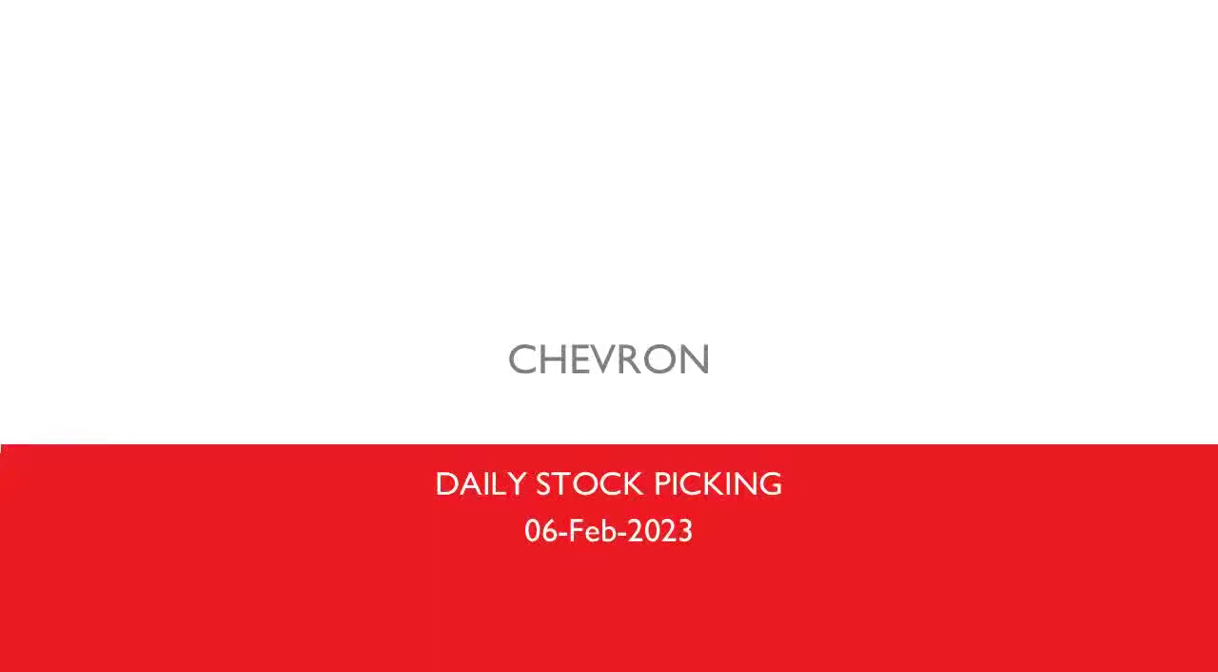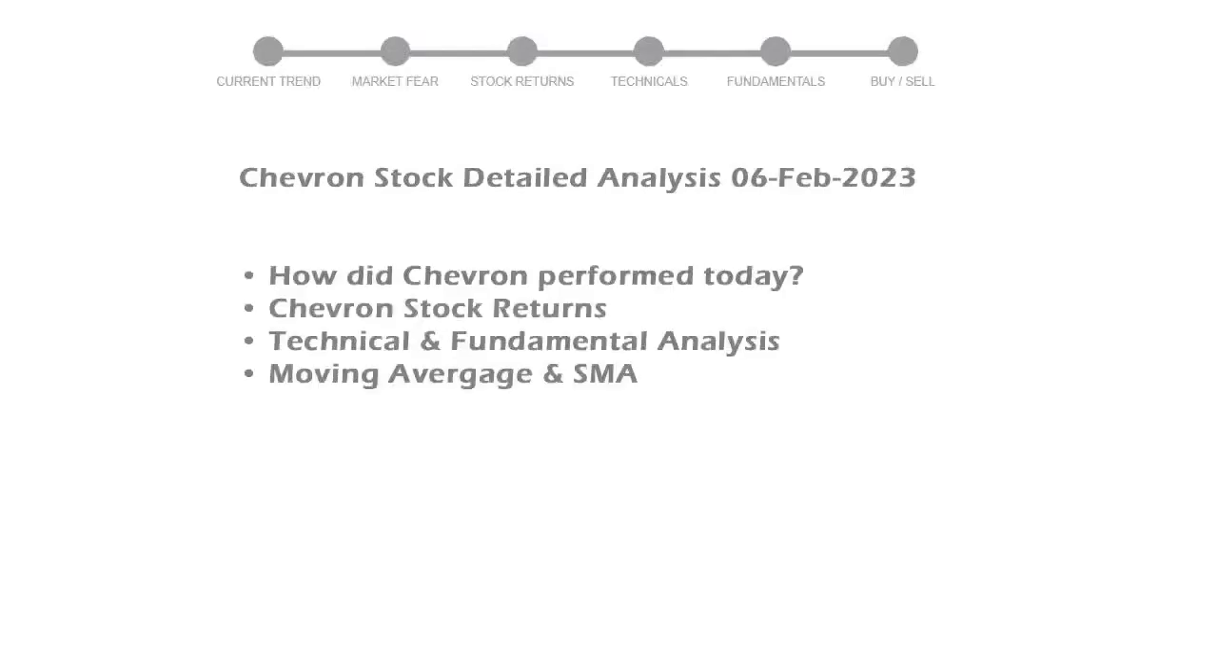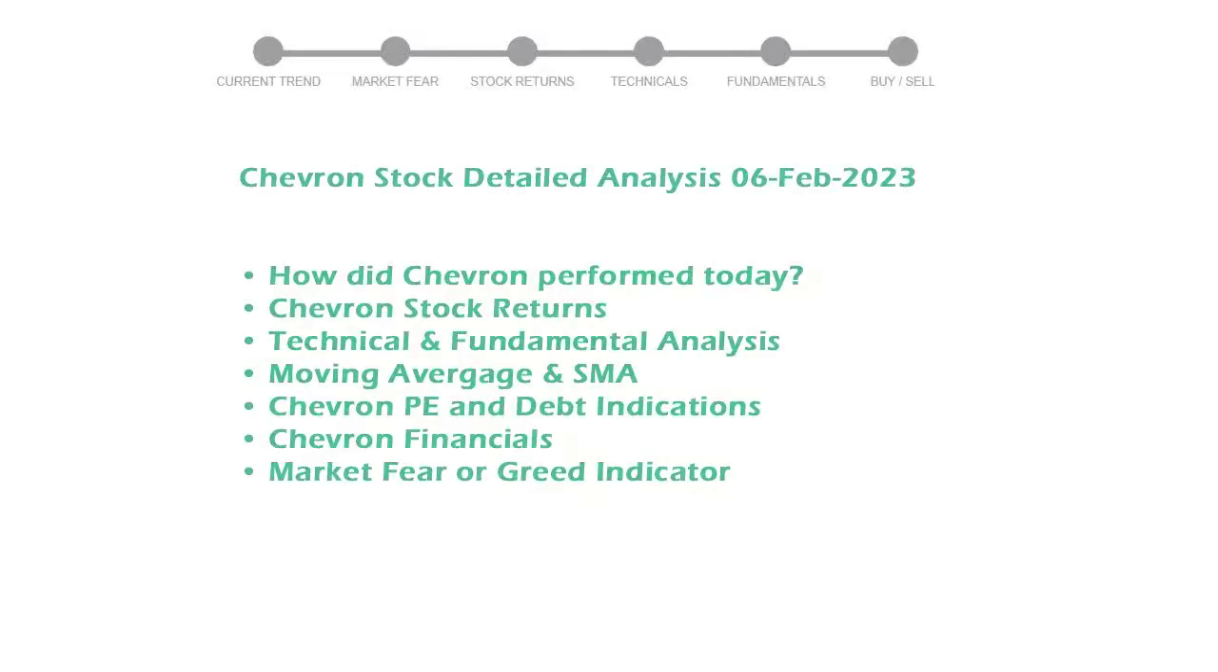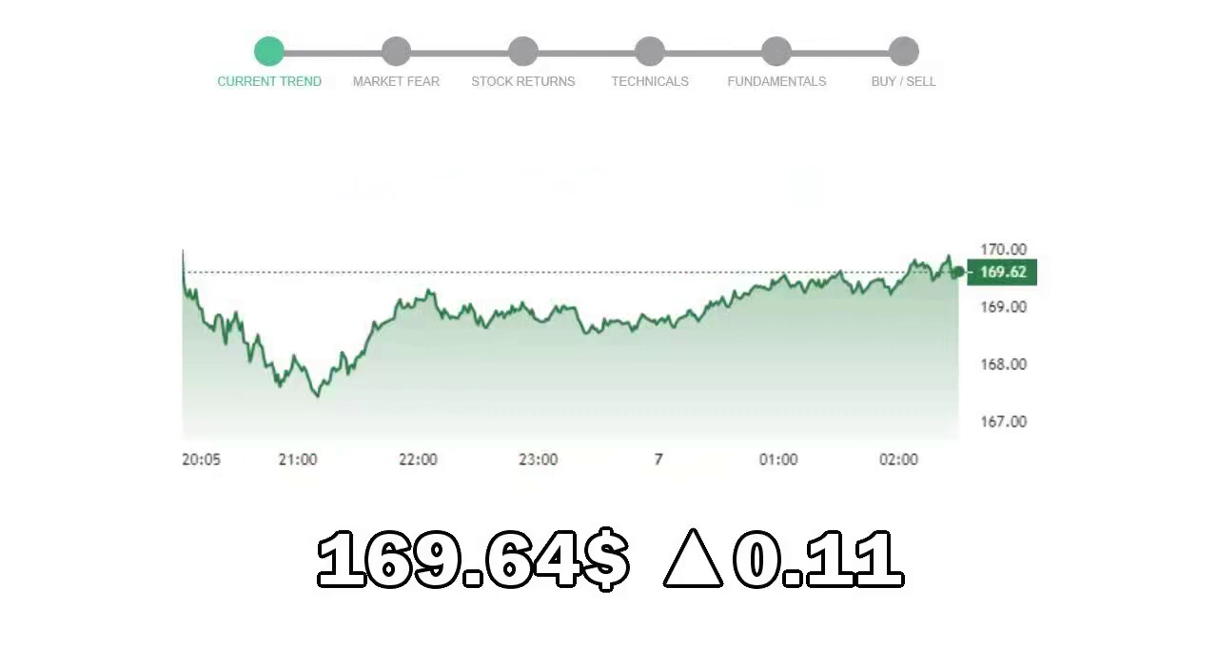Today we are looking at Chevron stock and its technical and fundamental signals. We will cover all these points for better stock picking. Chevron closed at $169.64, with the increase of 0.11% in the last trading session.